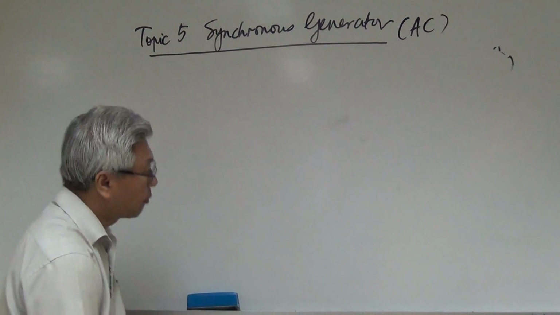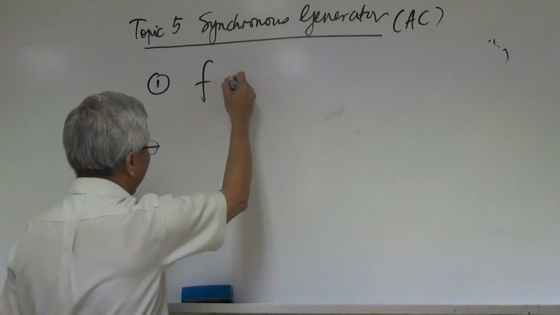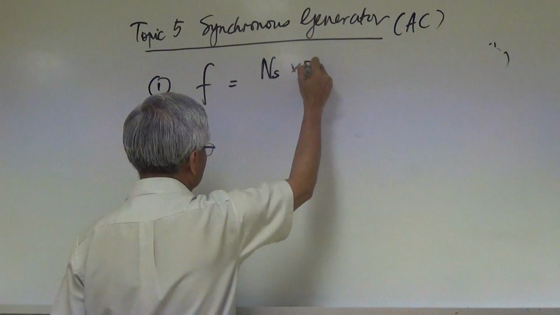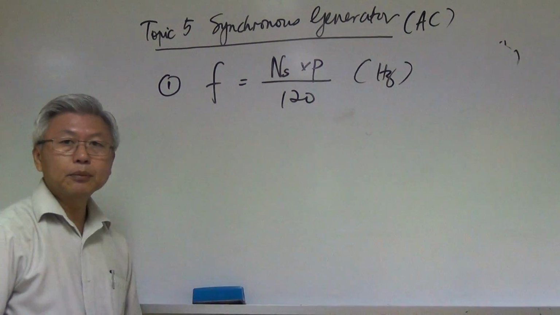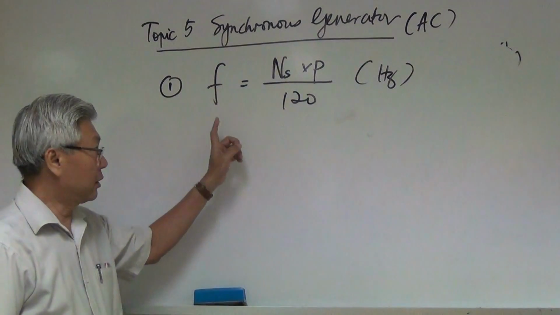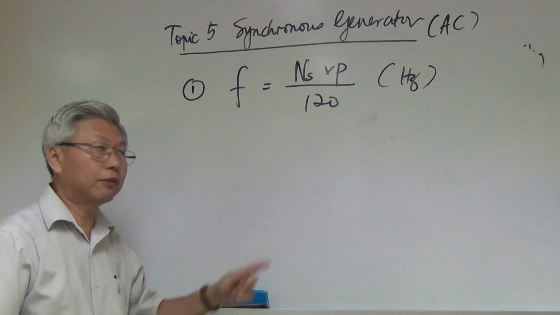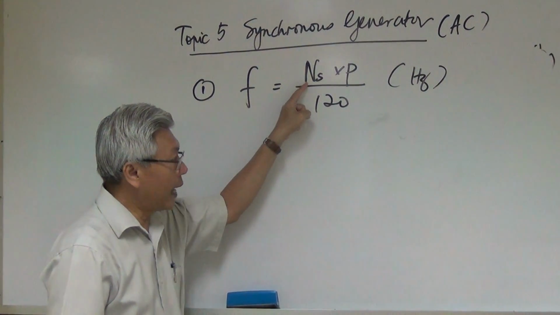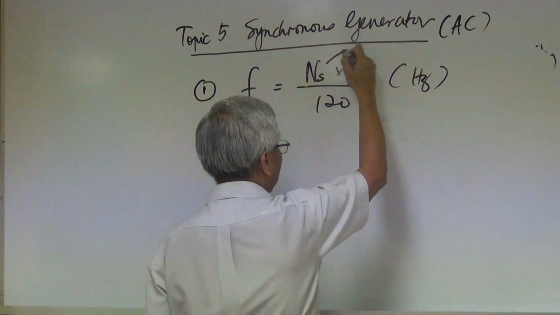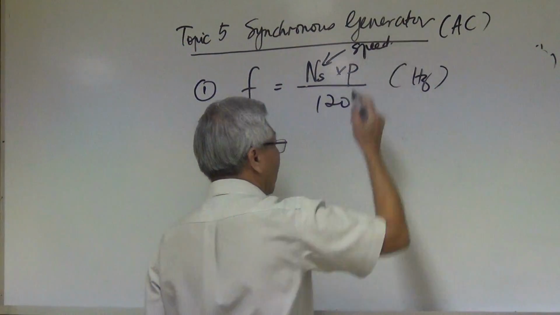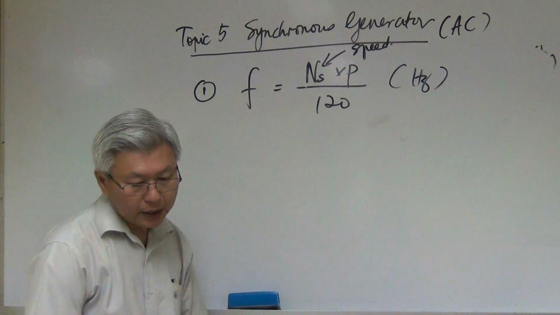Okay, the first one is frequency is equal to Ns multiplied by P divided by 120. Of course, that is in Hertz. In Singapore, our frequency is usually 50 Hertz, right? So for the electricity that is generated, what is the frequency of the AC? The formula is Ns times P over 120. Now Ns is the speed, okay? And P is the number of poles on the rotor, right?